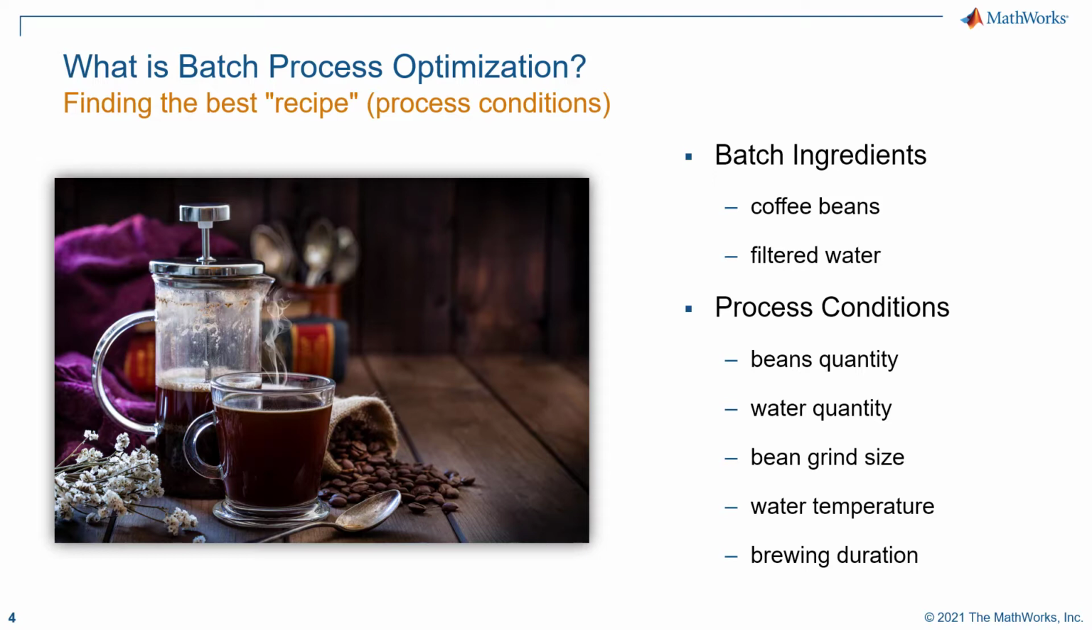So in this case, we're trying to maximize flavor by adjusting process conditions, such as the quantity of each ingredient, how fine we grind the beans, and the brewing temperature and duration. Depending on how particular you are about your coffee, you've probably never worried about performing a full parametric sweep on the various permutations of process conditions. You can imagine that even for this simple problem, that would be quite an undertaking. And as you know, commercial applications are much more complex.